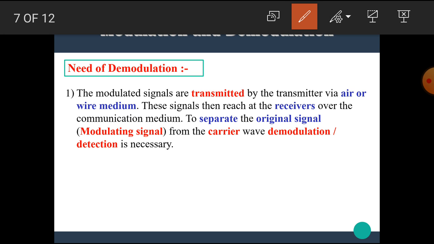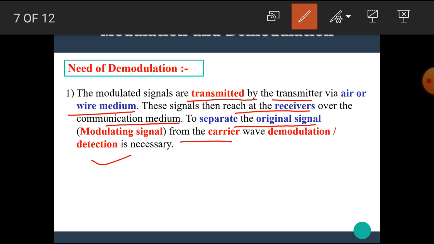Let's see the modulation. The modulated signals are transmitted by the transmitter via air or wire medium. These signals then reach the receivers over the communication medium. To separate the original signal or the modulating signal from the carrier wave, demodulation or detection is necessary.